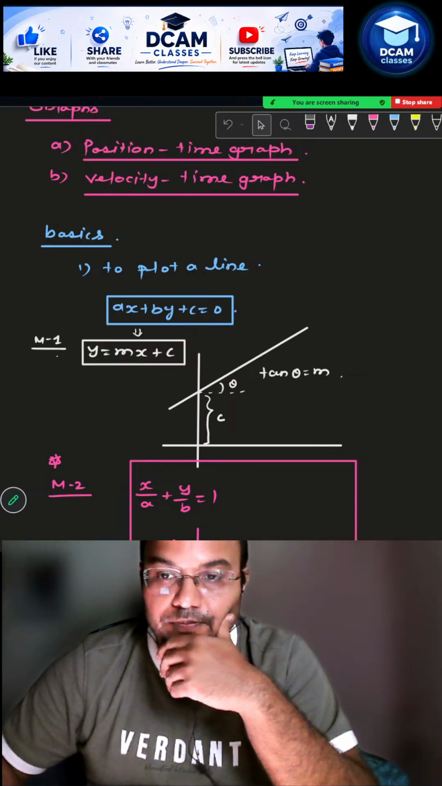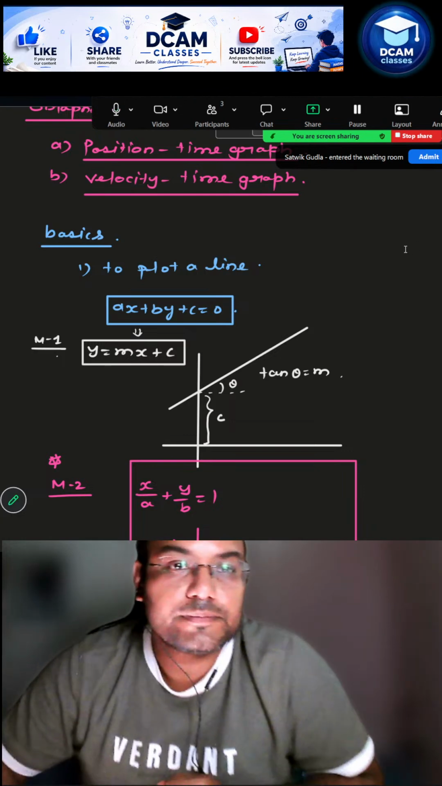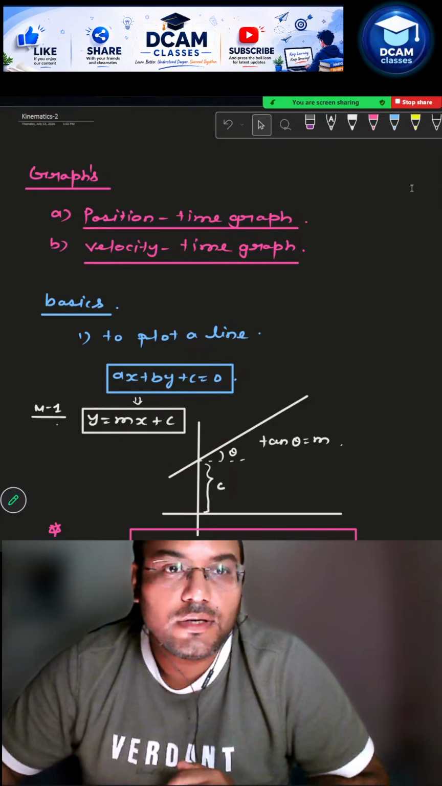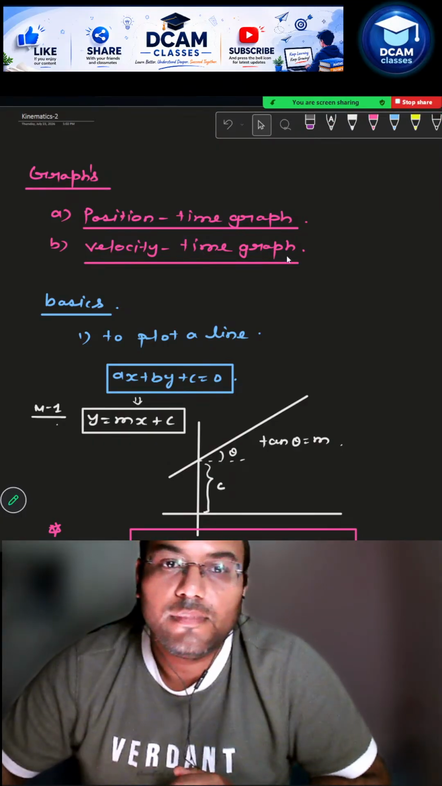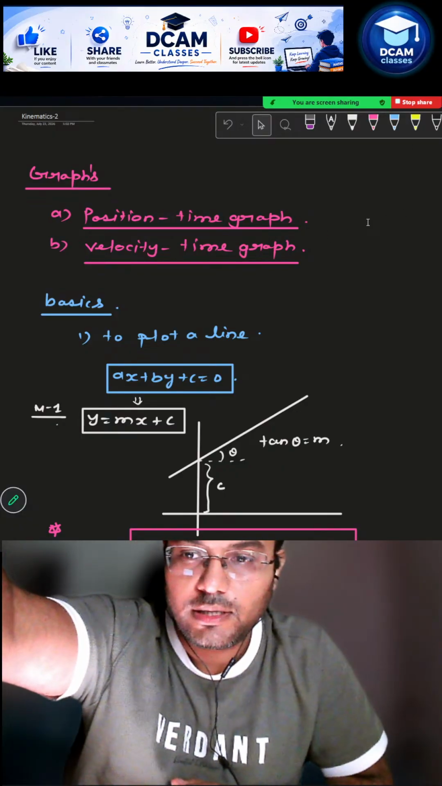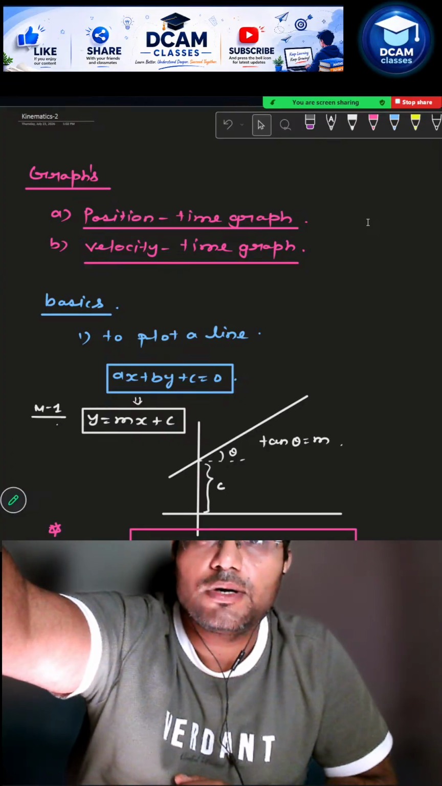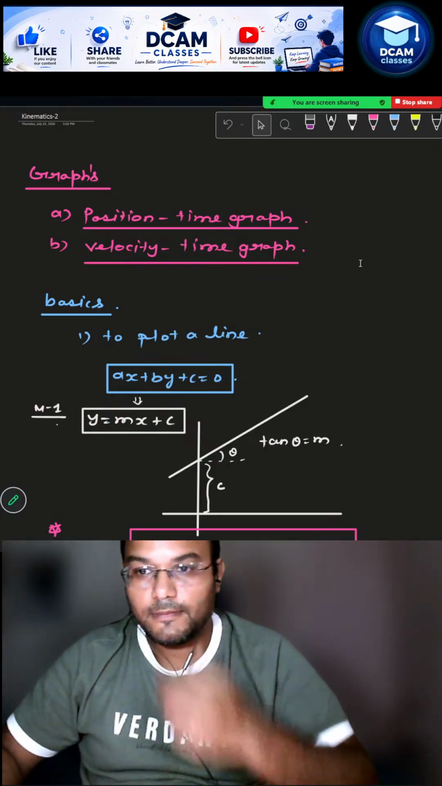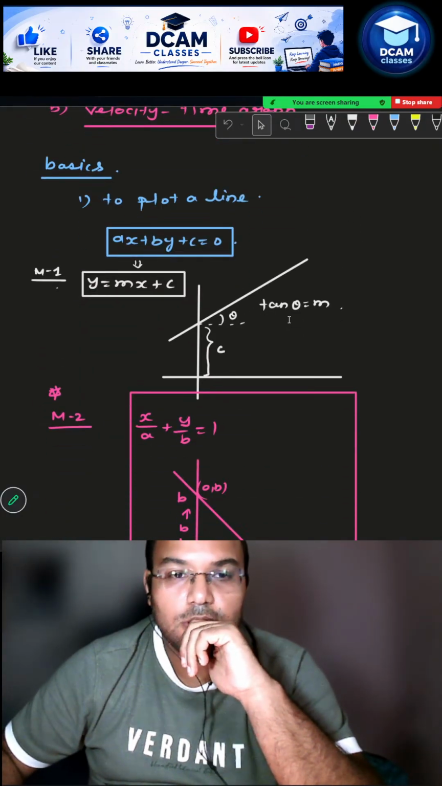Achha, now let us learn about the graphs. That thing we have learned. Now the graph part is there. In the graph part, you need to know about the position time graph, velocity time graph. Since you already have the knowledge of straight line, how to plot a straight line, it would become easy for you. In the straight line coordinate geometry we have done now, so it would become easy to plot.